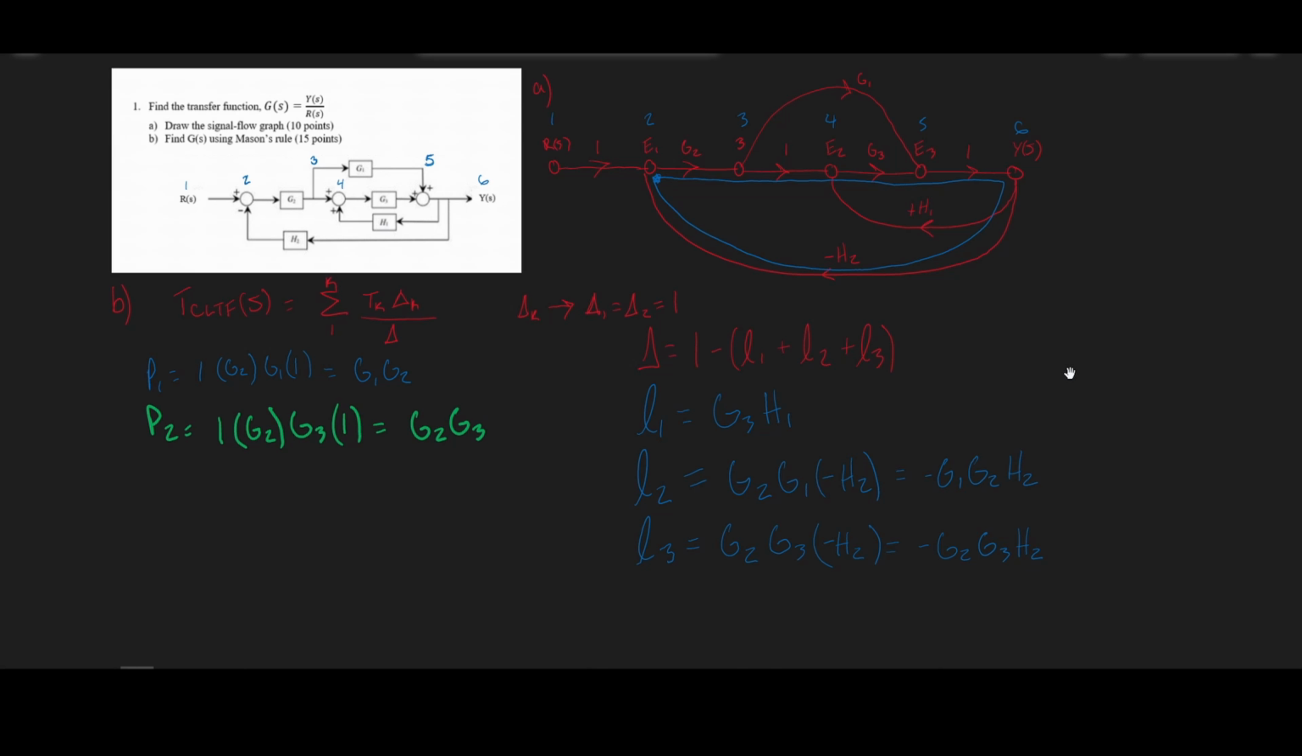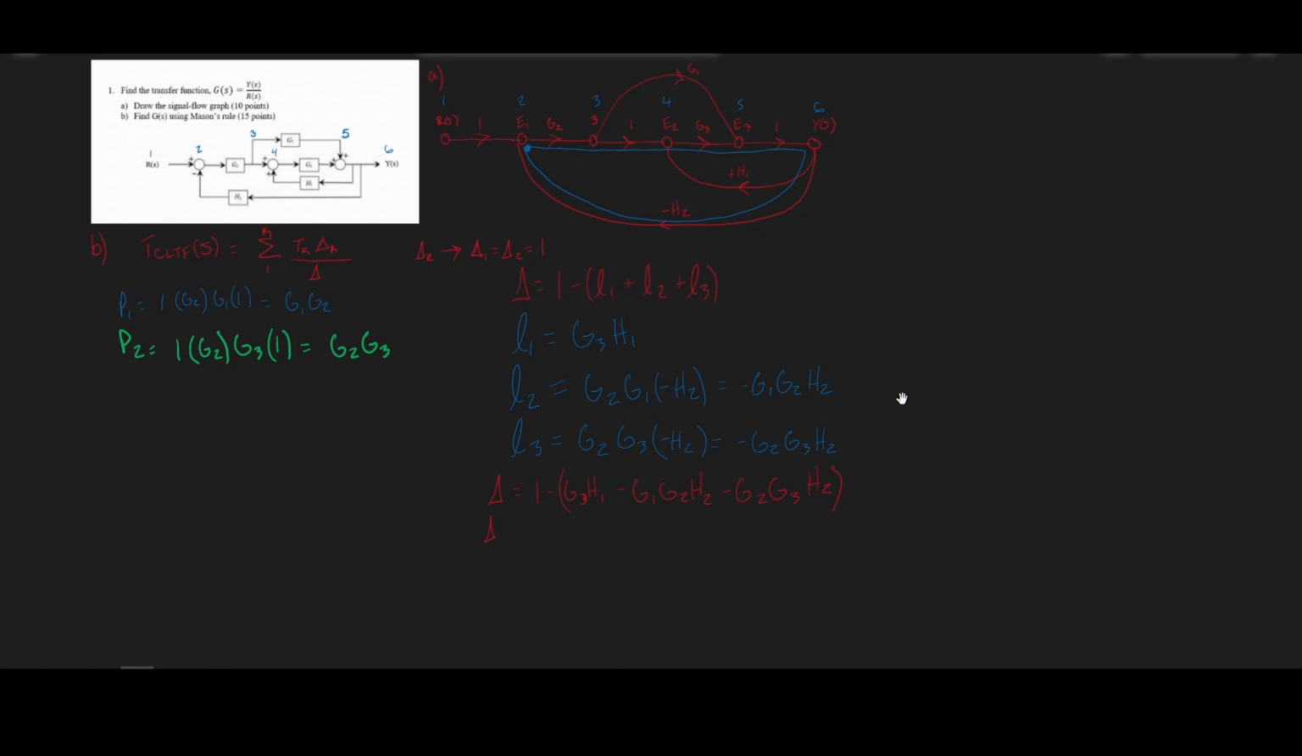So delta is equal to 1 minus G3 H1 minus G1 G2 minus G2 G3 H2. We'll go ahead and distribute the negative.